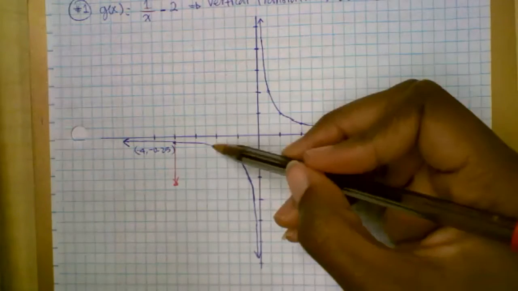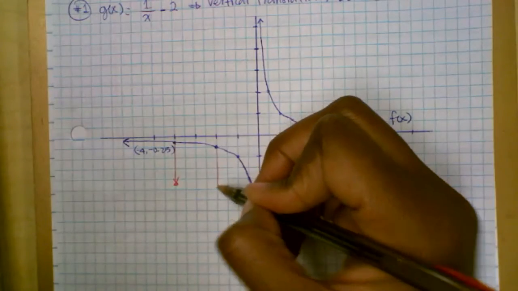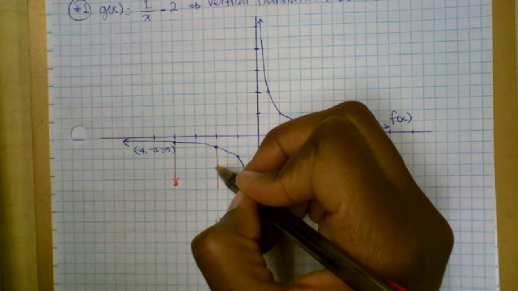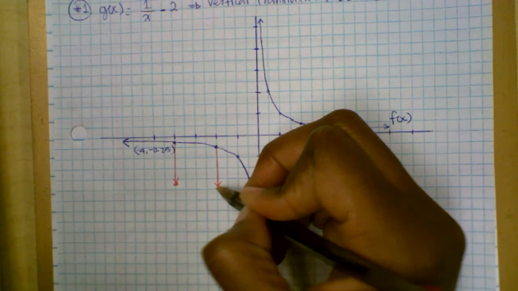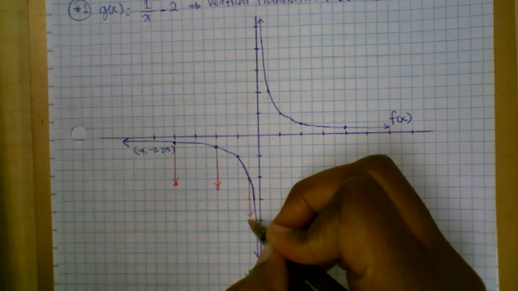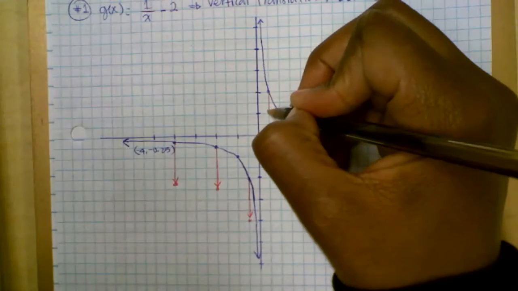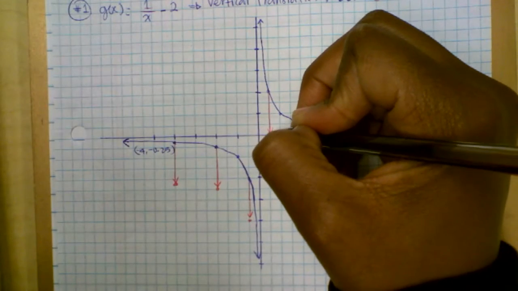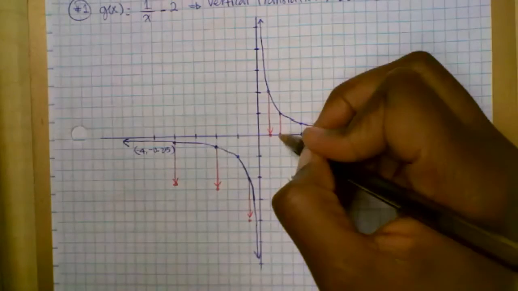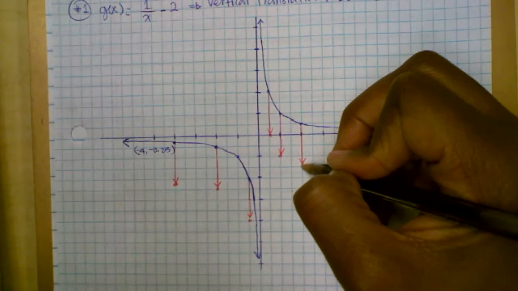So I take this ordered pair. This one is exact, so all I have to do is count 2 units. But because I'm using 2 squares to represent 1 unit, I have to use 4 squares to represent 2 units. So this is 1, and then 2. I place my point. So you go down 1 and 2. This is 1, and then 2 goes right here.